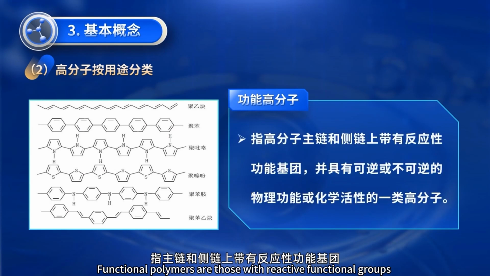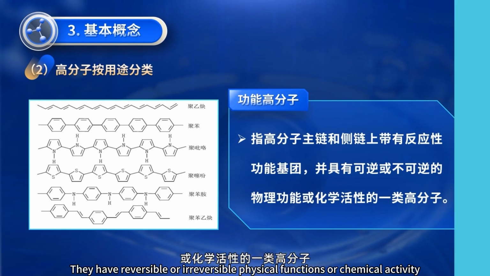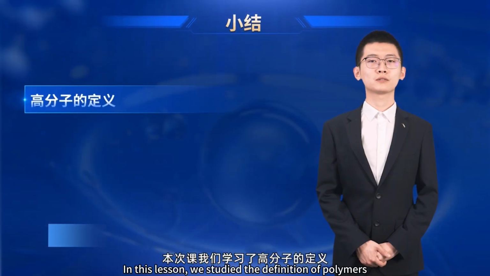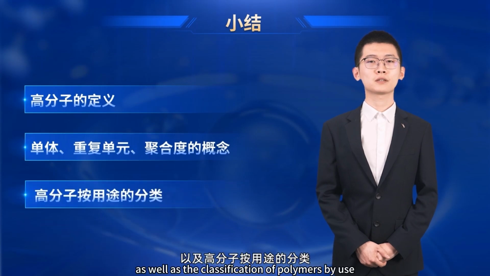Functional polymers are those with reactive functional groups on the main chain and side chains. They have reversible or irreversible physical functions or chemical activity. In this lesson, we studied the definition of polymers, the concepts of monomer, repeating unit, and degree of polymerization, as well as the classification of polymers by use.